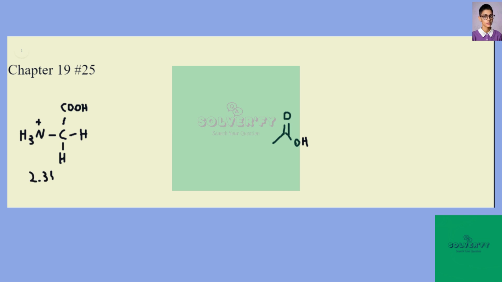So 2.35 versus 4.8. And in order to get the answer here, we need to look at what happens when we actually deprotonate each of these. So the glycine is going to look like this once it's deprotonated. And the acetic acid, when it's deprotonated, will look like this.